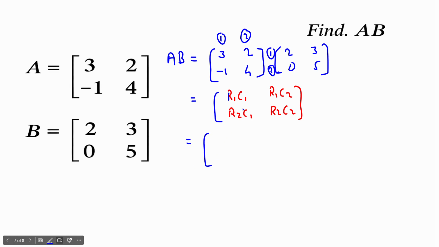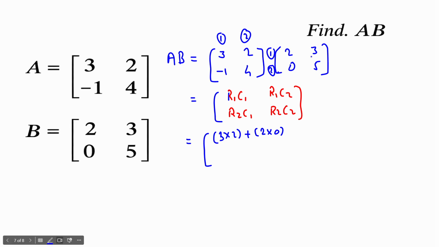Now initially I am finding the R1 C1 multiplication. So how will you find R1 C1? You have to multiply the first element of the first matrix A to the first element of the B matrix, that is 3 times 2, and plus this 2 will multiply with this element, that is 0, 2 times 0. So this will be your first row, first column multiplication.